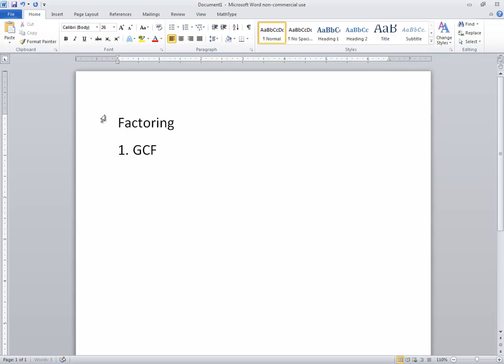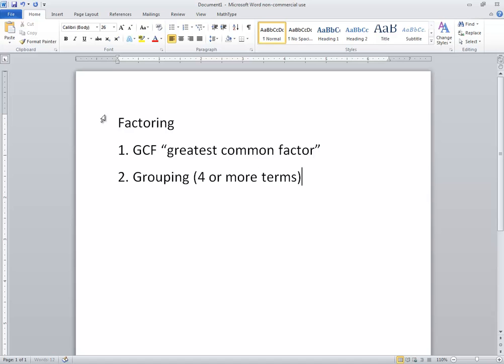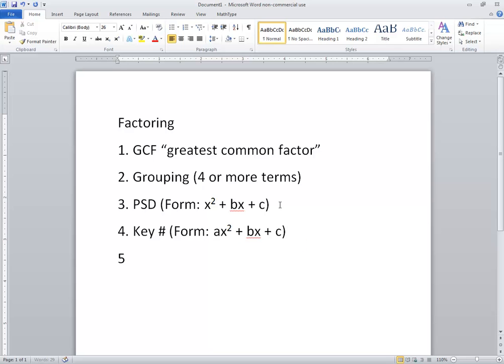First one is GCF. That stands for greatest common factor. You always try to do that in every problem. Then our next one is grouping, and this is where you got 4 or more terms. Our third one is the PSD, and that's when you got the form x squared plus bx plus c. Then our fourth one is key number, and that's when you got the form ax squared plus bx plus c.